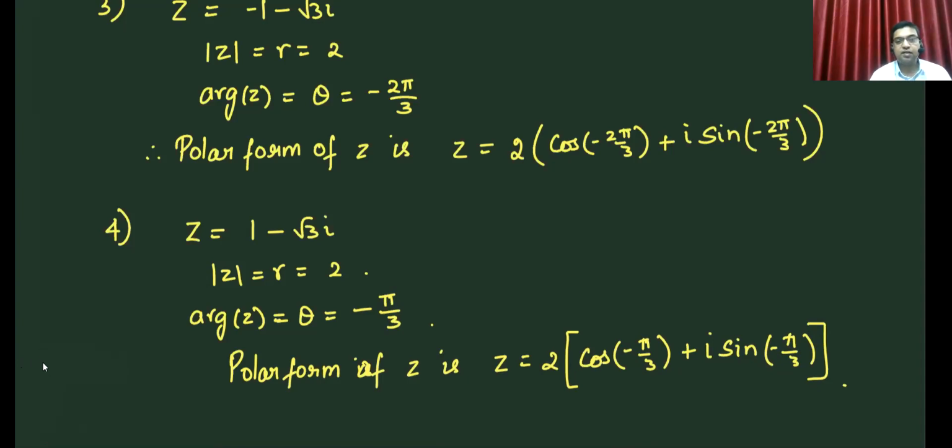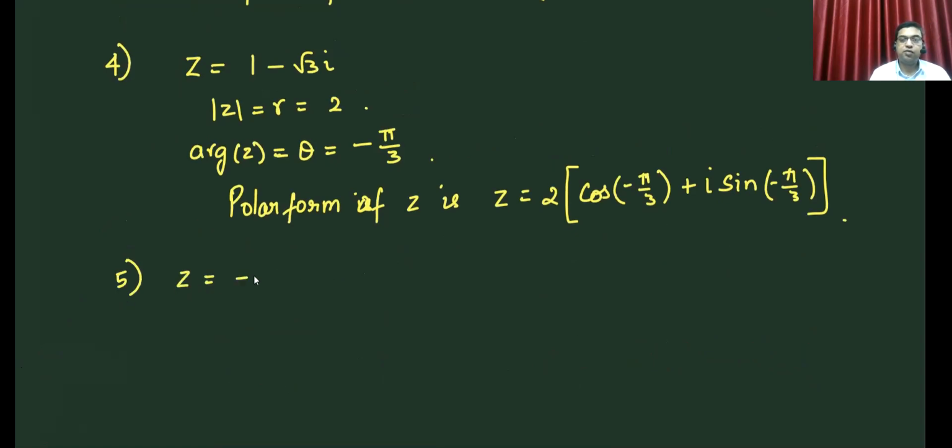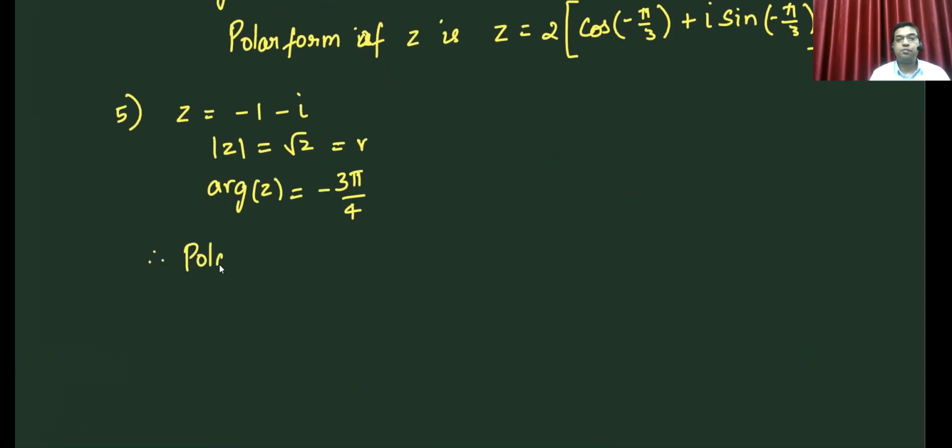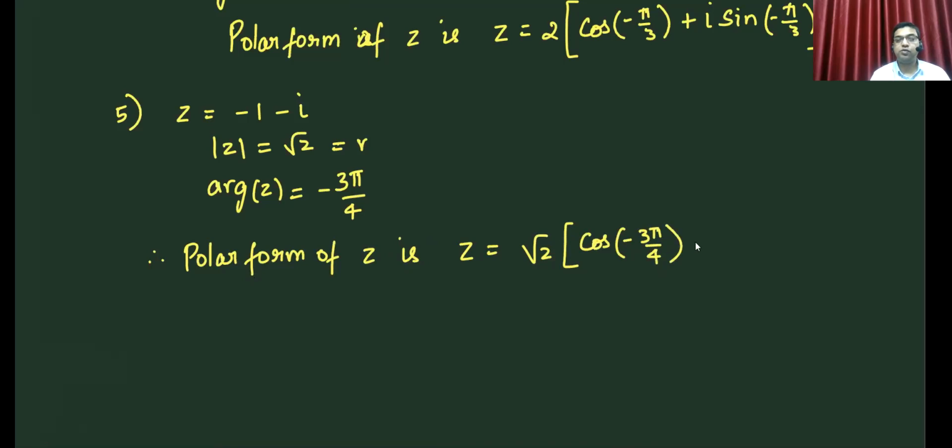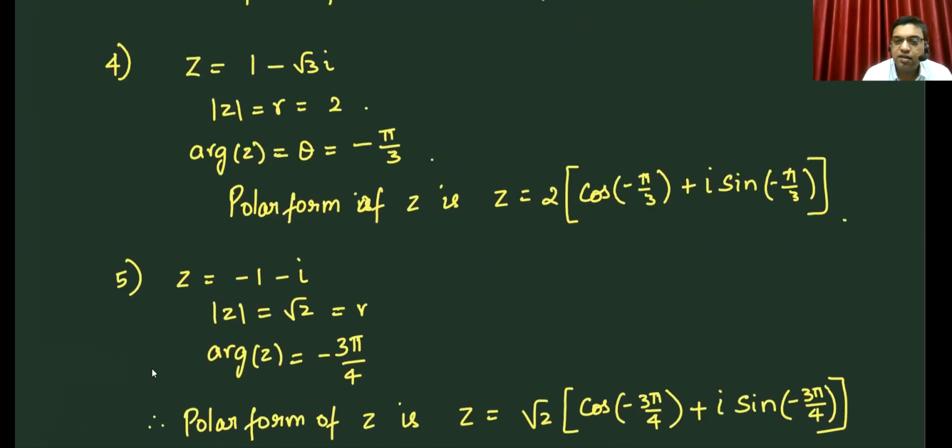Okay, the last one that we did, z is equal to minus 1 minus i. Mod z we had found to be under root 2. Argument of z we found to be minus 3 pi by 4. Therefore, polar form is root 2 times cos minus 3 pi by 4 plus i times sine minus 3 pi by 4. Okay, got it? Polar form of the complex number. Clear?